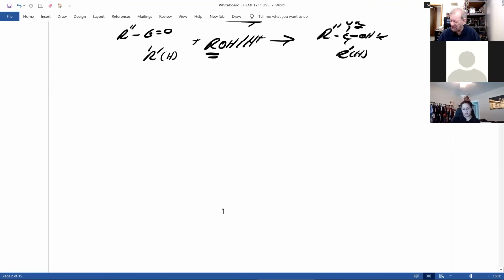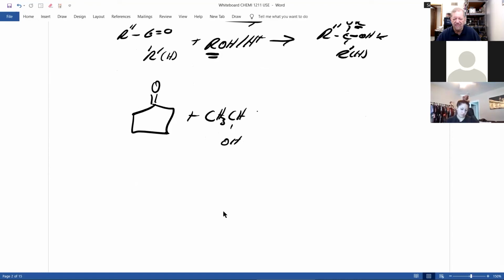Oh, let's do one more. And what would be the organic product or products for the following reaction? Boy, this first semester is moving quick. We're already in the ketones and aldehydes. Almost done with it too.